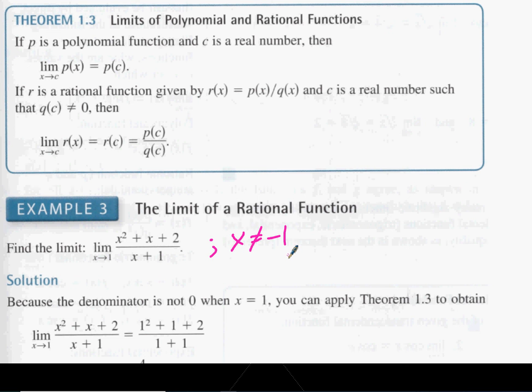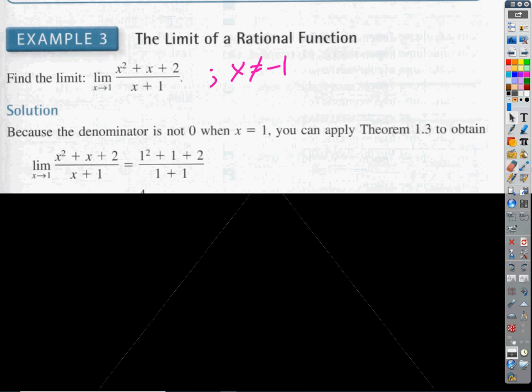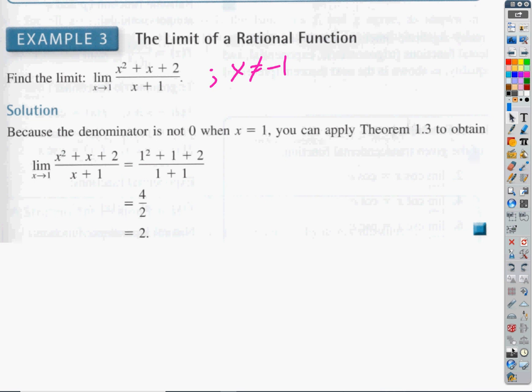But every place else on this function, it's going to be fine, right? So at all the other places, we could just evaluate directly. But we can't do that at -1 because the function's not defined there, right? But every place else, we'd be okay to just use direct evaluation. Okay, so that's the point that we're trying to make here.